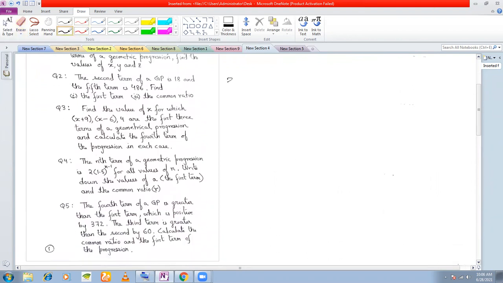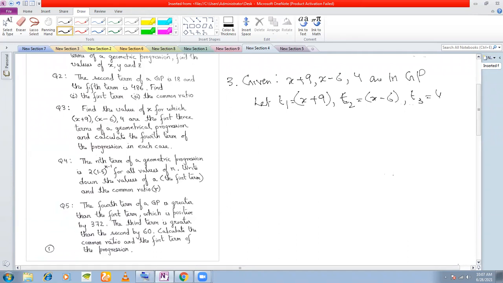Number 3. Find the value of x for which x plus 9, x minus 6, and 4 are the first three terms of a GP. So given here, x plus 9, x minus 6, and 4 are in GP, right? So if I say T1 is equal to first term, x plus 9, T2 is equal to x minus 6, I say T3 is equal to 4.